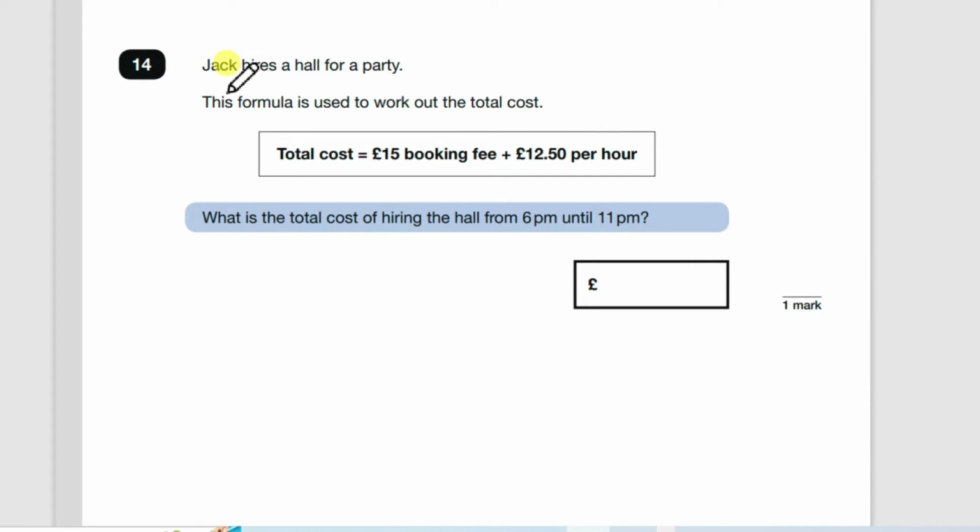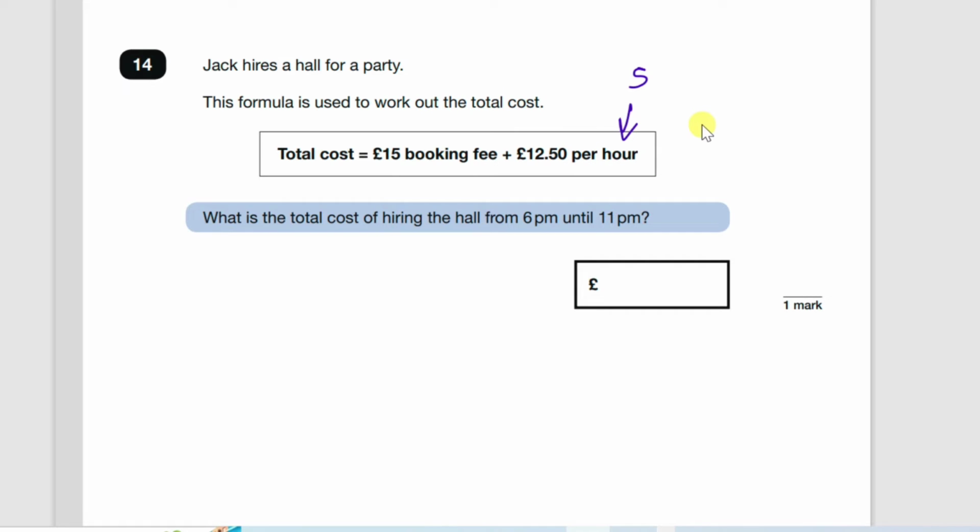For 14, Jack hires a hall for a party. This formula is used to work out the total cost. So the total cost equals a £15 booking fee plus £12.50 per hour. What is the total cost of hiring the hall from 6 p.m. until 11 p.m.? Well, the first thing you want to do is work out how many hours this is. This is a total difference of 5 hours, yeah? So we know they're going to last for 5 hours. That means the total cost would be £15 plus £12.50 times 5.